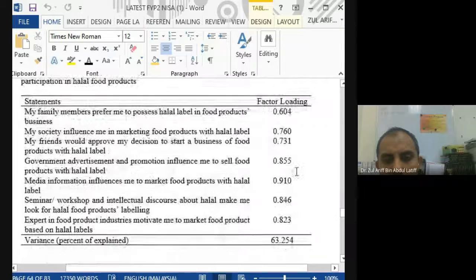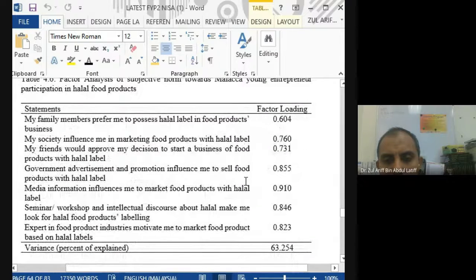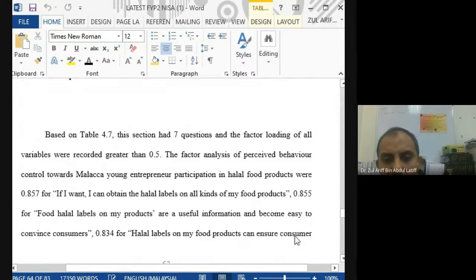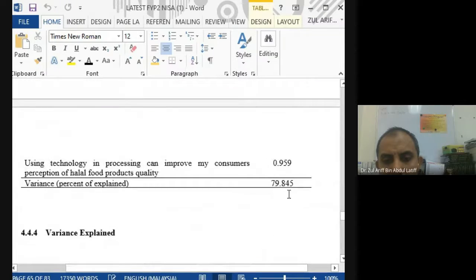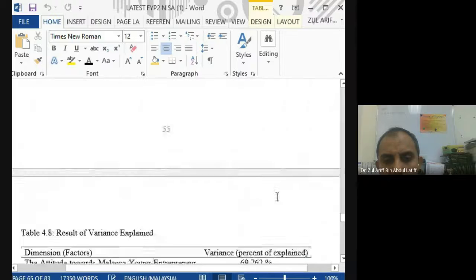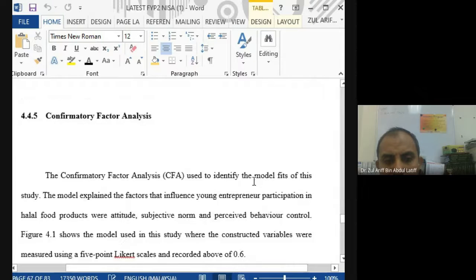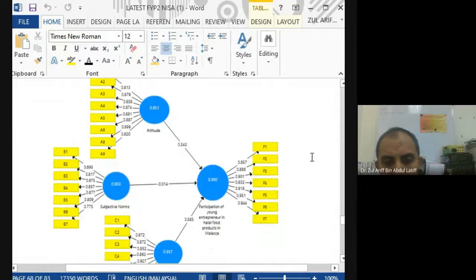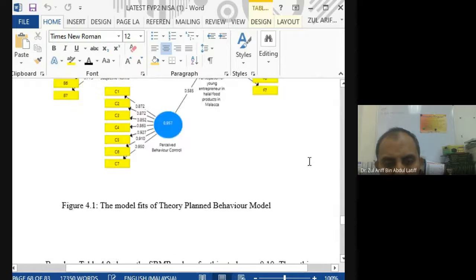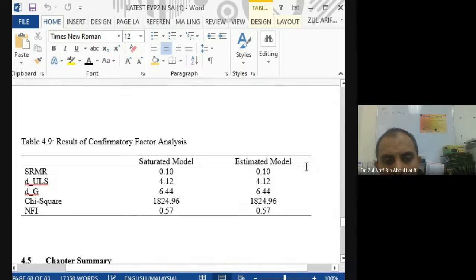Norm is also quite high. All above 0.5, 0.63 only. And then the perceived behavior is very high, 79%. So the variance is all above 50%. Then she did the confirmatory factor analysis, and this is the table I showed you just now. The model fits well in the TPB.